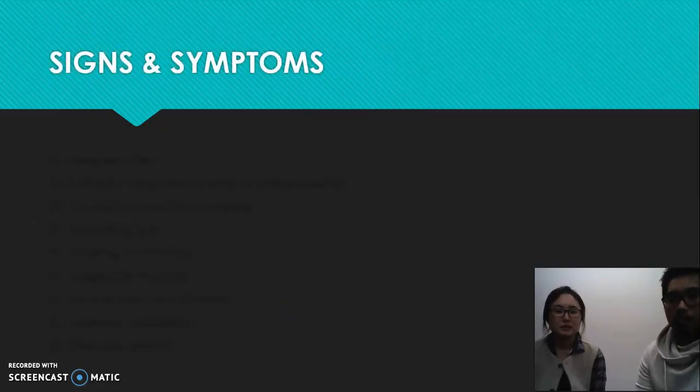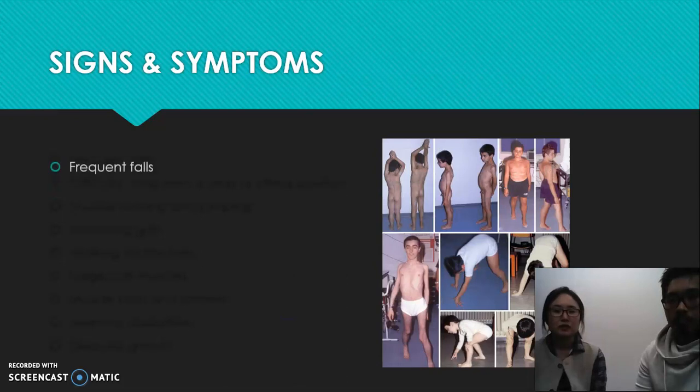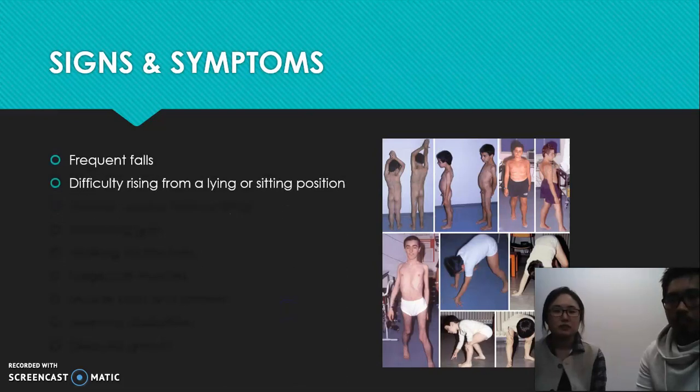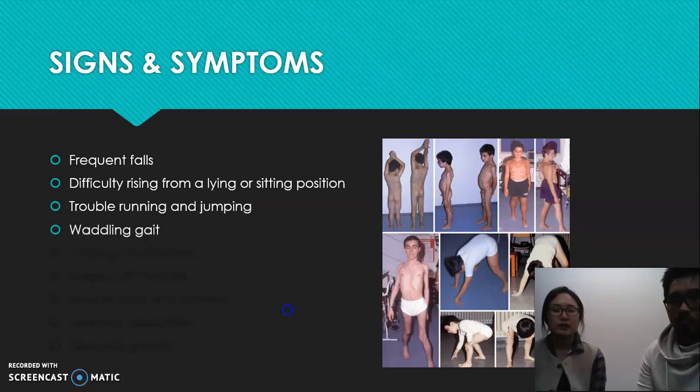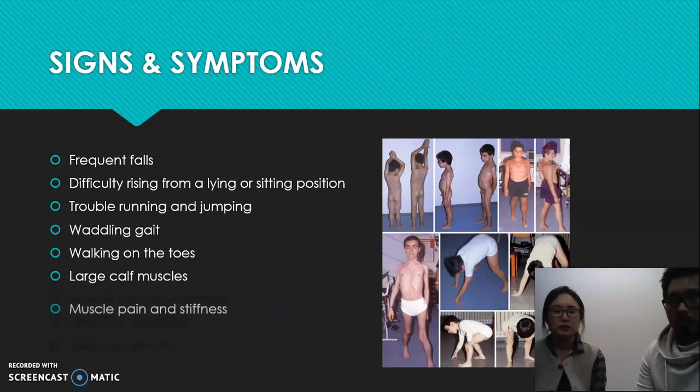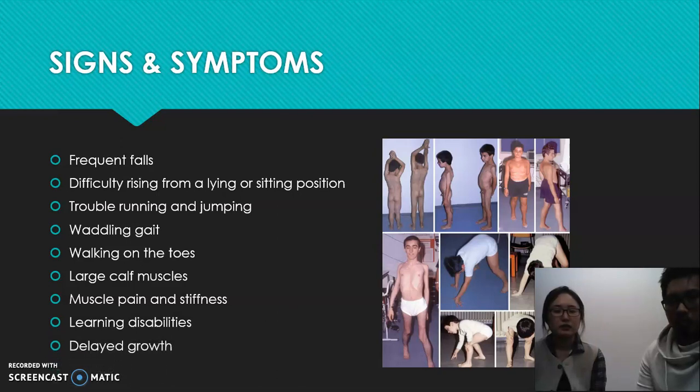So, signs and symptoms. Frequent falls are the most significant sign, along with difficulty rising from a lying or sitting position, called Gowers' sign, as you see in the pictures. Then trouble running and jumping, waddling gait, walking on the toes, large calf muscles, muscle pain and stiffness, learning disabilities, and delayed growth.